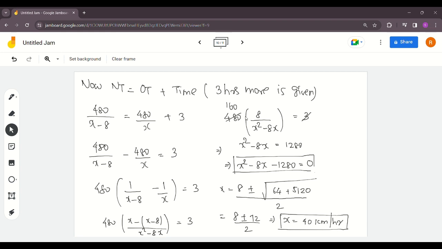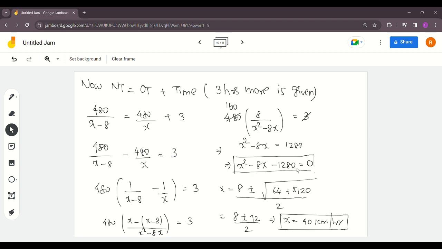Now 480 and 3 will be cancelling each other as by 160 times, because 3 into 160 is 480. So now if you cross multiply, you will get x square minus 8x is 160 into 8, which is 1280. I am bringing this to that side to represent it in a proper quadratic equation, so that I can find the solution easily by formula. So x square minus 8x minus 1280 equal to 0.